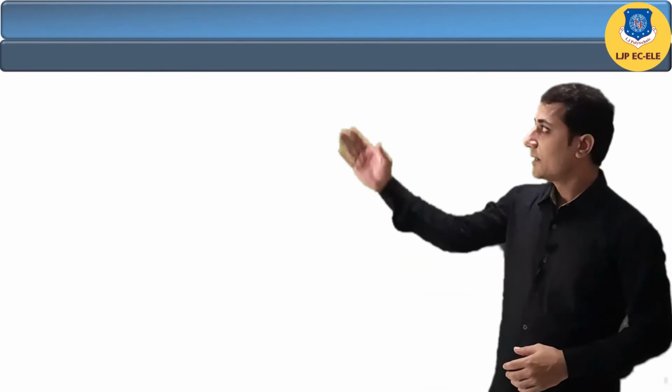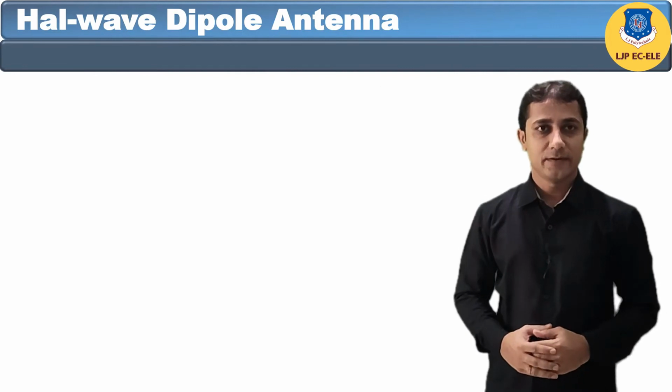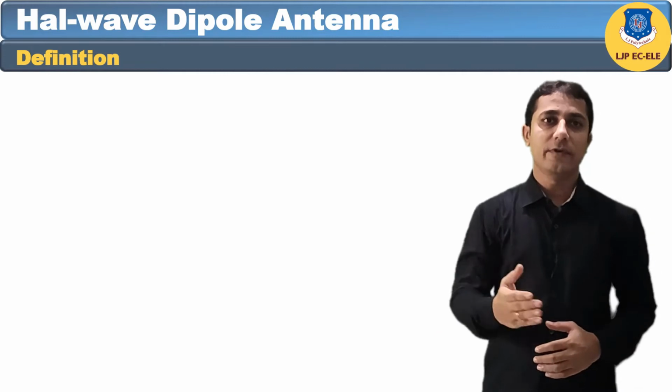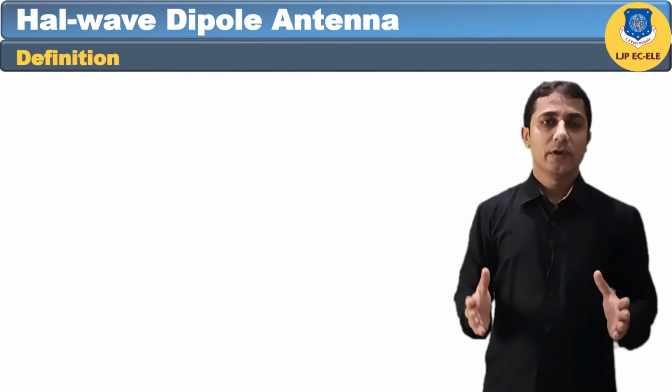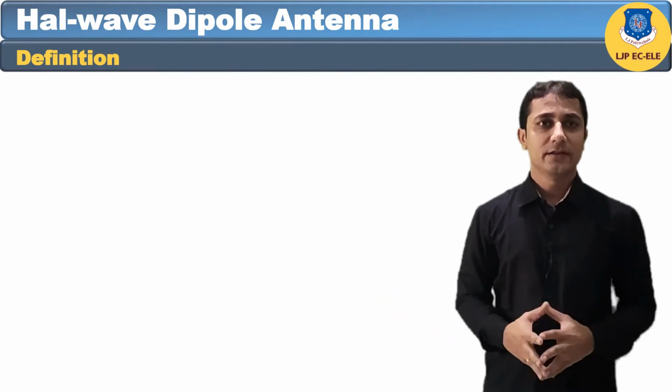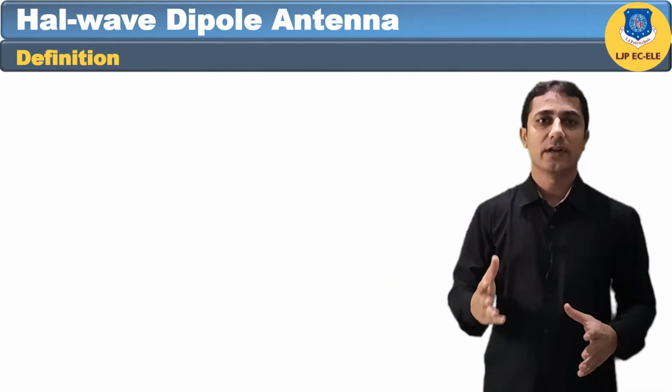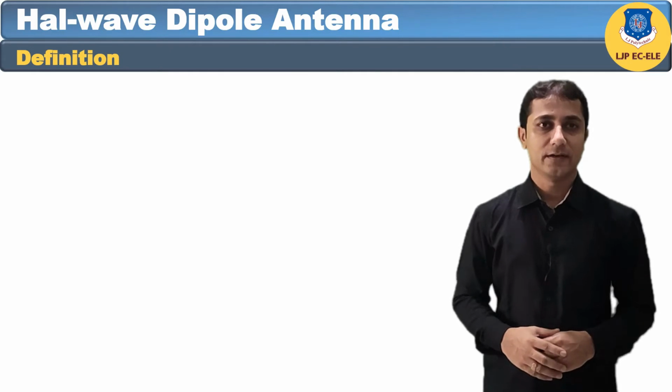Now the second antenna is the half-wave dipole antenna. As the name says, half wave. Wave means the wavelength. So the dipole whose length is half of its wavelength is known as the half-wave dipole antenna.